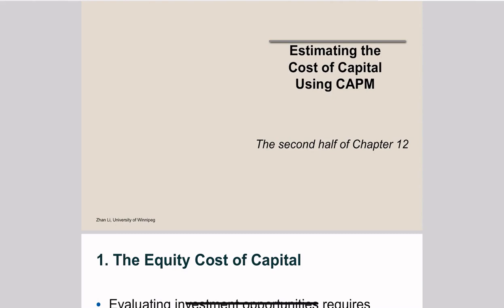A really important goal of corporate finance is to think about project investment. When you're thinking about project investment, you have to do some project evaluation. And then the very fundamental project evaluation metric is the net present value, right?